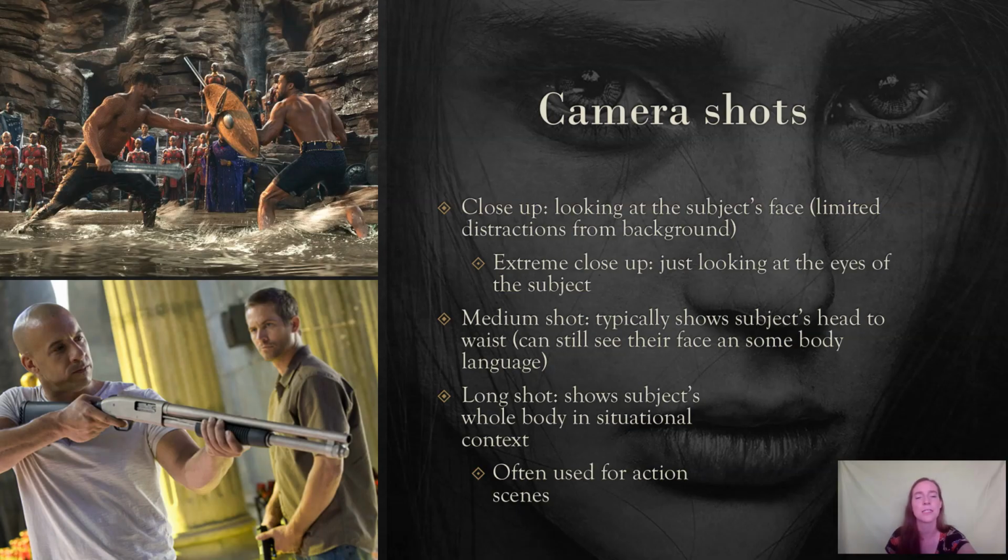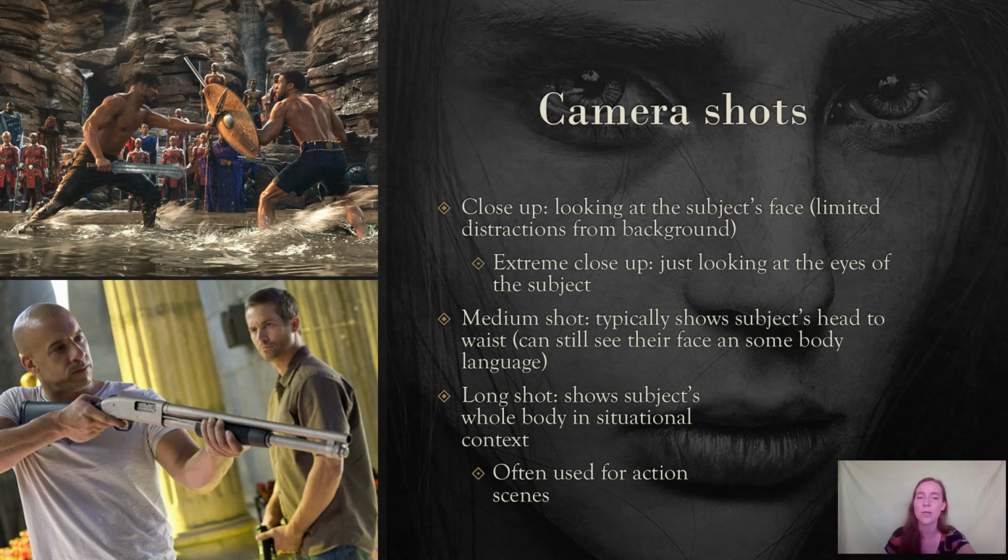Camera shots, there's three main types that we're going to be looking at today. We've got the close-up, the medium and the long shot. The close-up is looking at the subject's face and we can't get any distractions from the background. An example of this is the background of the text here. We can just see the girl and how she's looking at the camera.